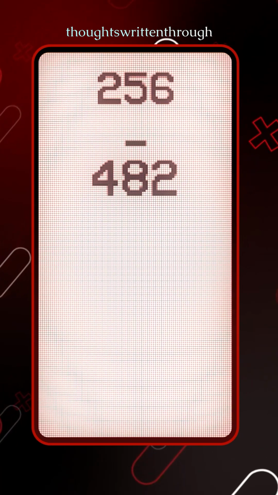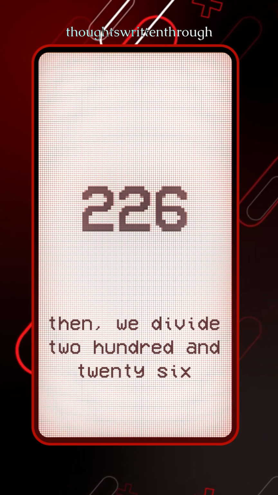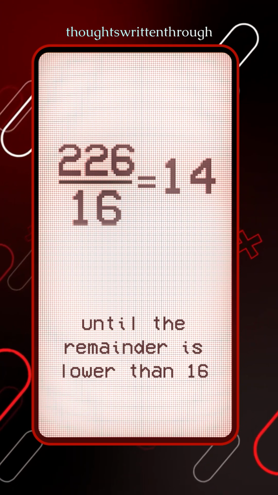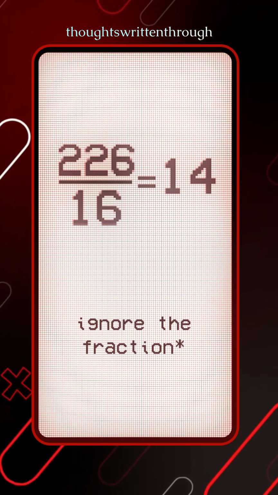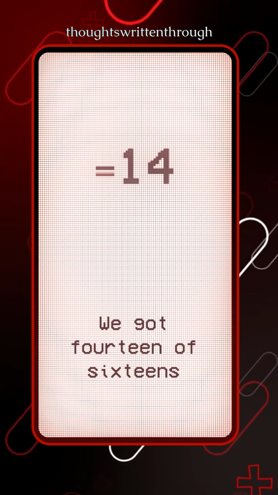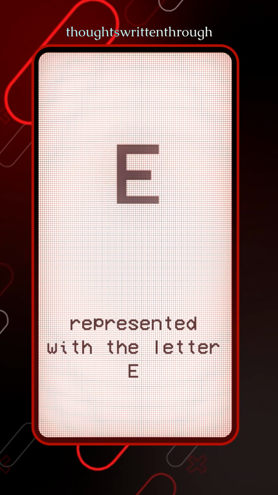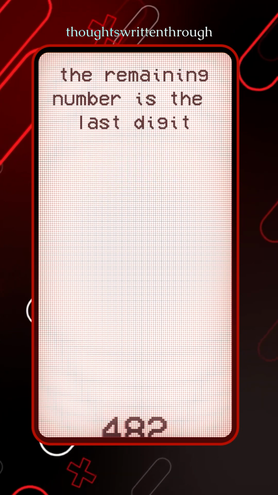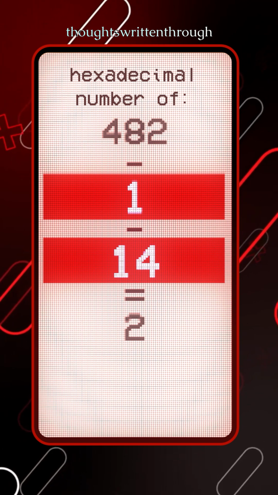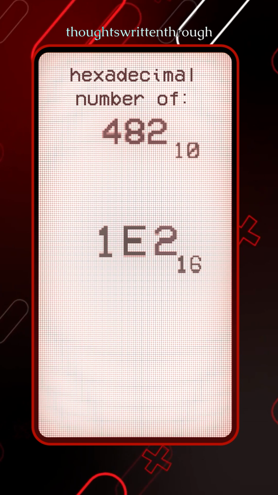Subtract 482 with 256. Then, we divide 226 by 16 until it is less than 16. Also, ignore the remainder. We got 14 of 16s, which in the hexadecimal system is represented with E. The remaining number is the last digit, which is 2. Therefore, the hexadecimal number of 482 is 1E2.